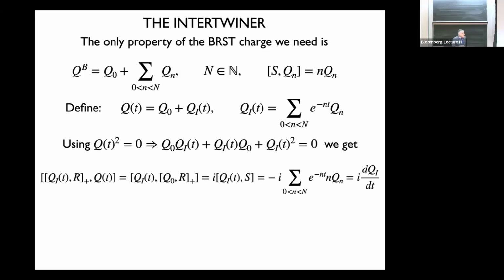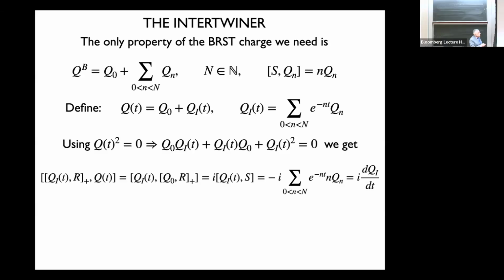Now, because QB is nilpotent, when I do the anti-commutator of two QBs, I get a bunch of anti-commutators that mean, for instance, that Q0 square is equal to 0, Q0 Q1 plus Q1 Q0 is equal to 0, etc., etc. All of them imply that actually Q squared for any value of the parameter t is equal to 0. So I have also this property.